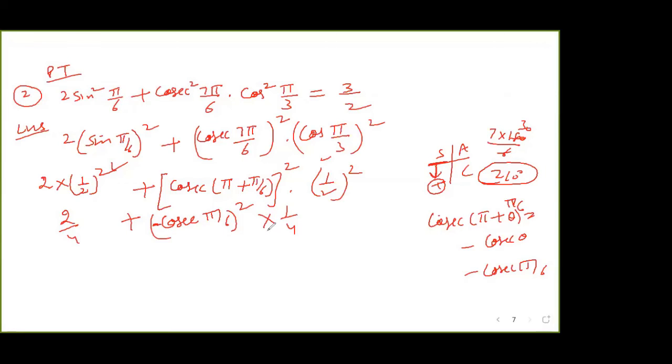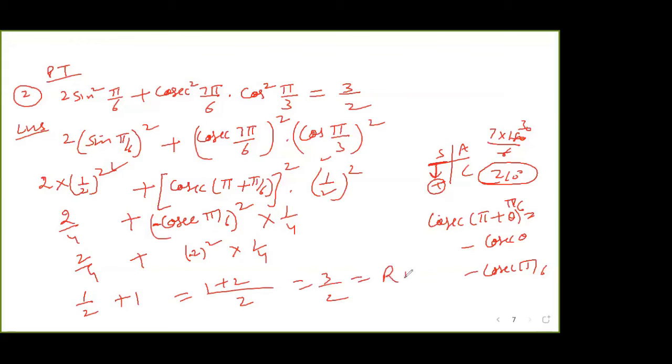Now what is the cosecant pi by 6? Sine 30 is 1 by 2. It means this is 2. 2 by 4 plus minus 2 square into 1 by 4. It means we are getting 2 by 4, that is 1 by 2, plus, here 4 and 4 are cancelled, 1. And taking LCM, 1 plus 2, it is 3 by 2. This is the right hand side.